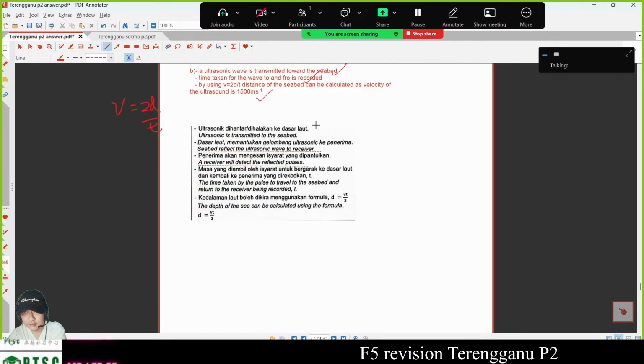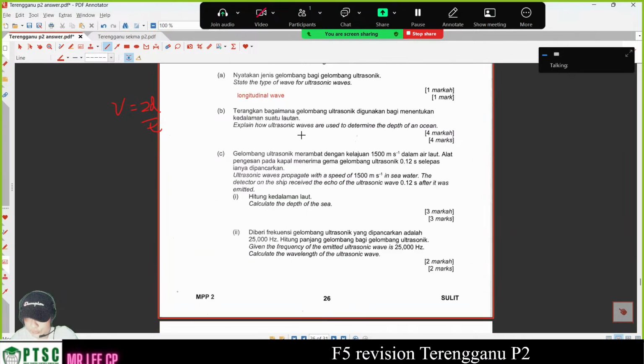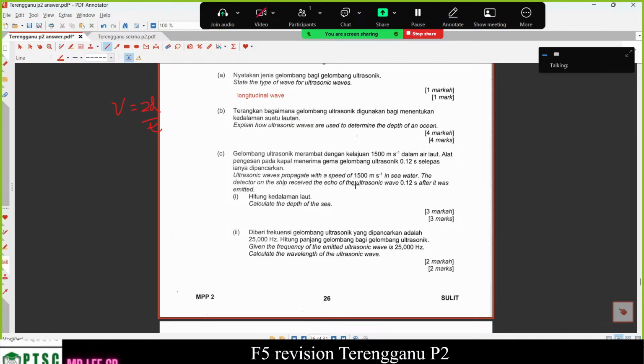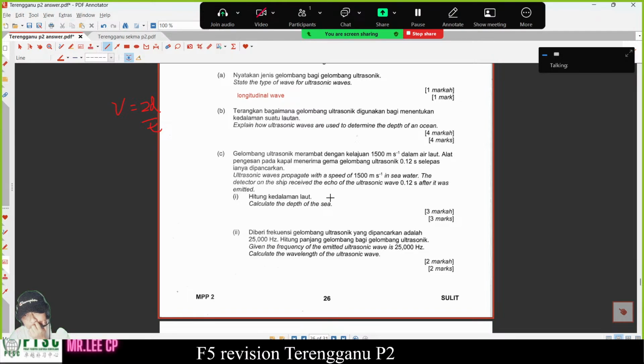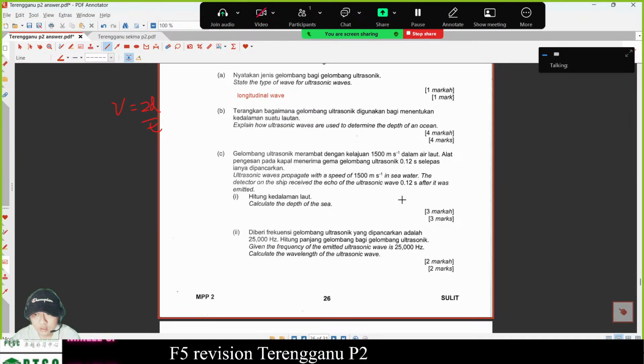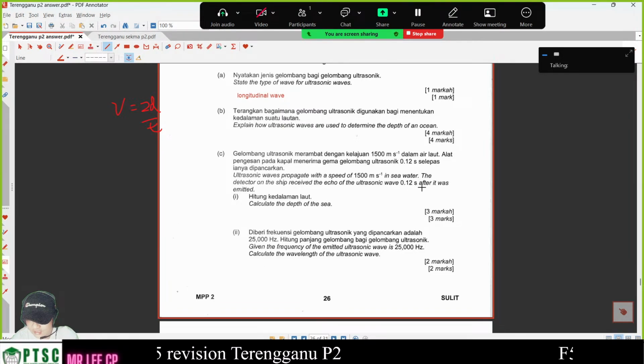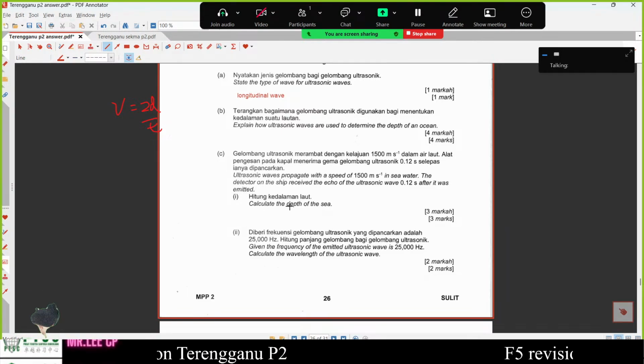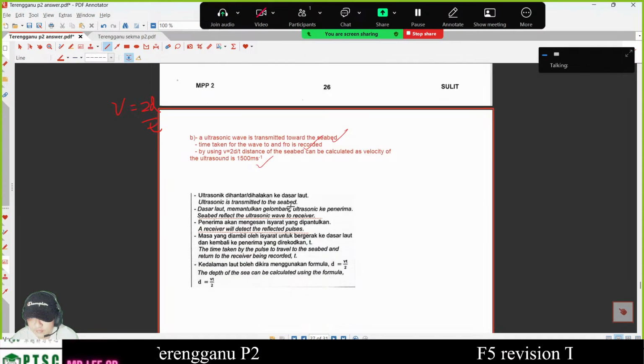Alright. So now we continue. Now here, ultrasonic wave propagates with the speed 1,500 in the seawater, and the detector on the ship received the echo of the ultrasonic wave 0.12 after it was emitted. Calculate the depth of the seabed. Okay, C.